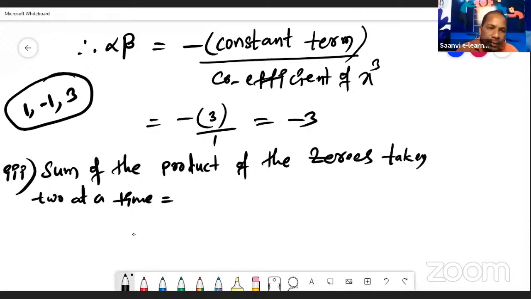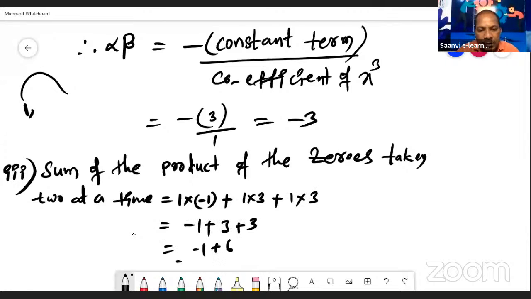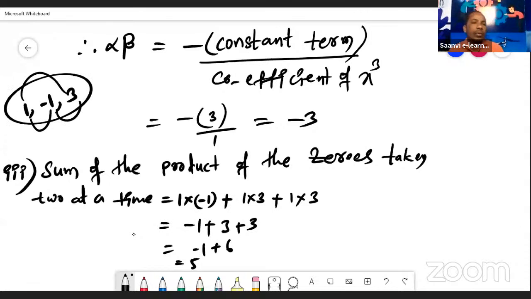First, 1 into minus 1, plus next, 1 into 3, plus next, 1 into 3. Okay. So 1 into minus 1, plus 1 into 3, plus again 1 into 3. How much do we get? Minus 1 plus 3 plus 3 is 6, 6 minus 1, how much do we get? 5. Sum of the product of the zeros taken two at a time, we have got 5 when we find directly.